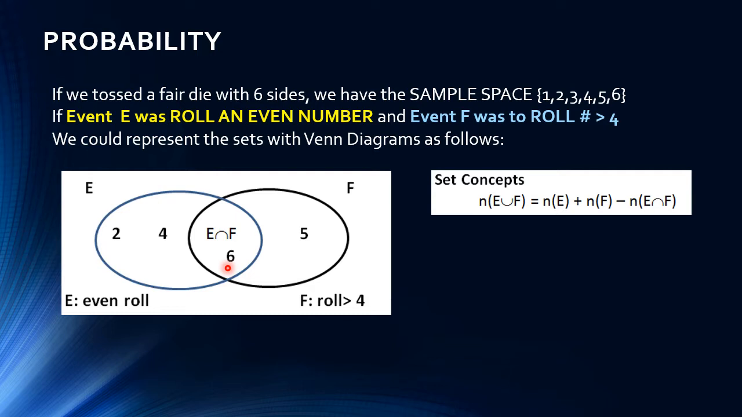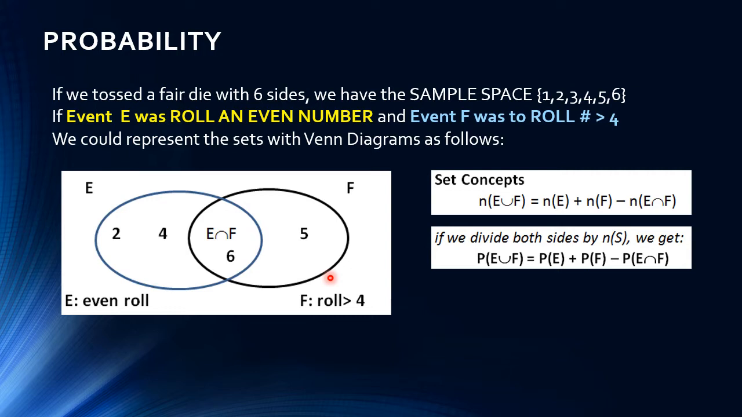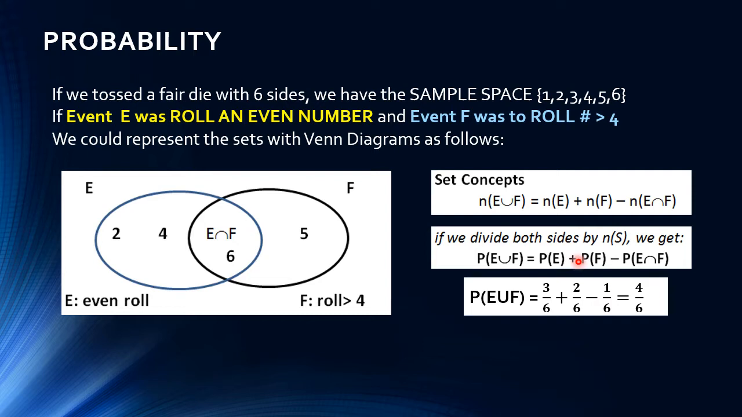By our probability definition, probability is the number of outcomes in an event divided by the number of outcomes in the sample space. So we can do this pretty simply. The probability of E: there are 3 in E and 6 possible. The probability of F: there are 2 answers in F out of 6 possible in the sample space, minus what's in E and F, which is 1 member out of 6. So our probability of rolling either an even number or a number greater than 4 is 4 out of 6, or 2/3.